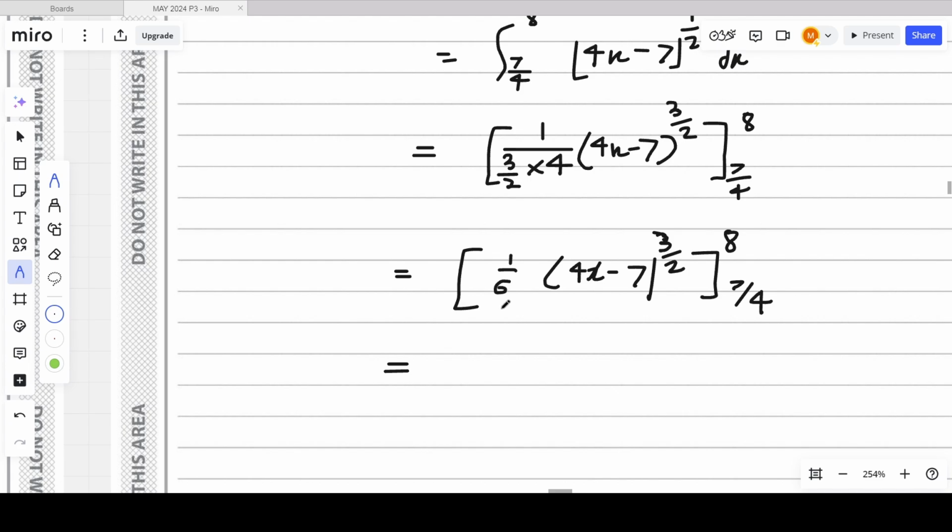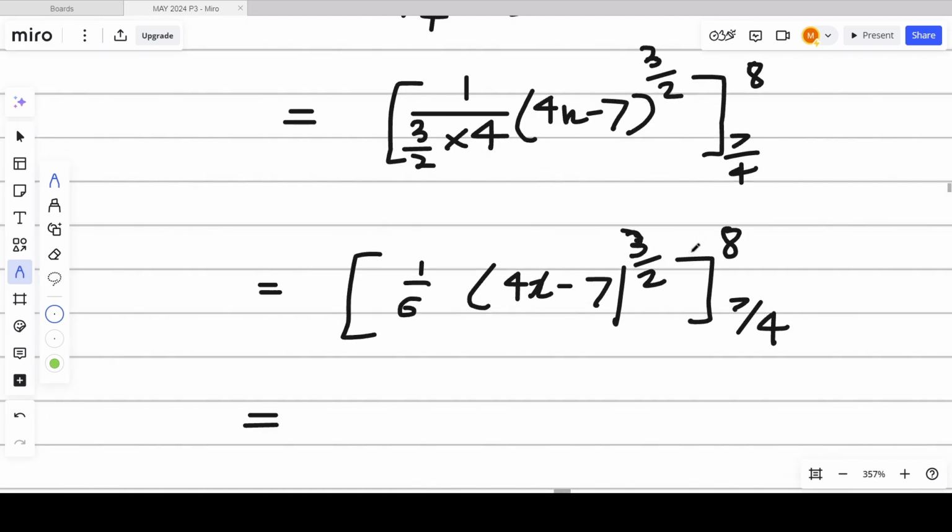4 times 8, this is what? Use your calculator to find out the value. So if you put 8 there, 4 times 8 is 32, minus 7, this is 25. Square root of 25 is 5. 5 cubed is 125 over 6. So 125 over 6, and then the lower limit is 7 over 4.